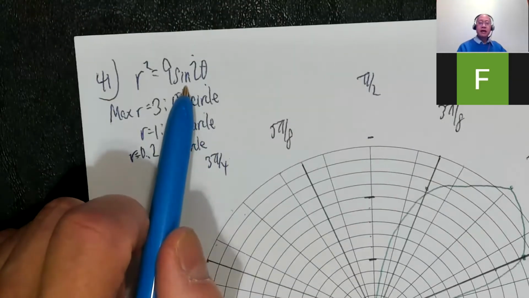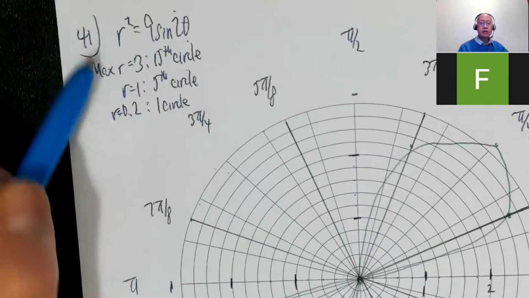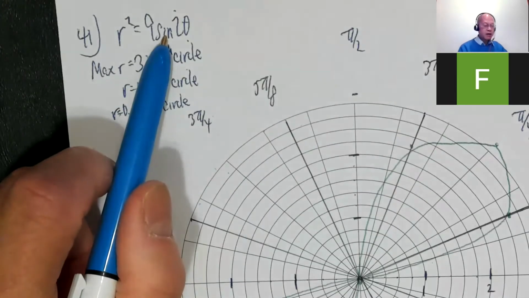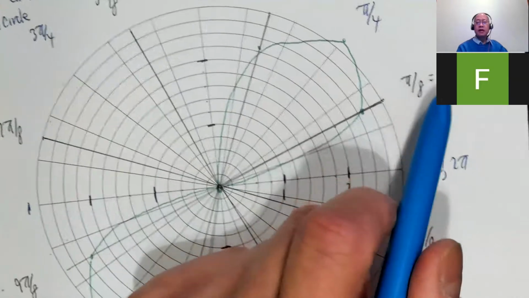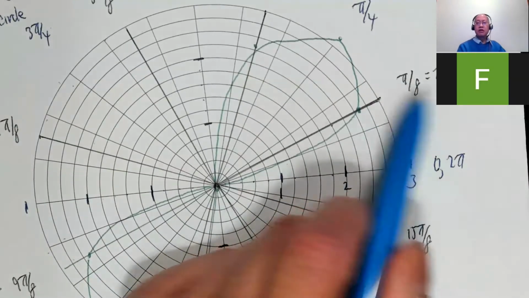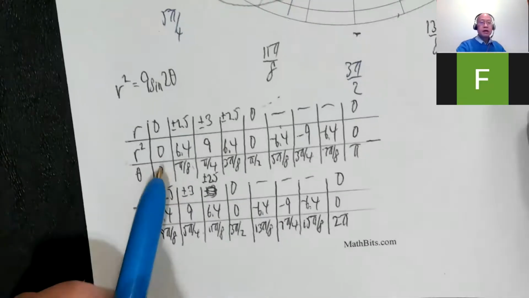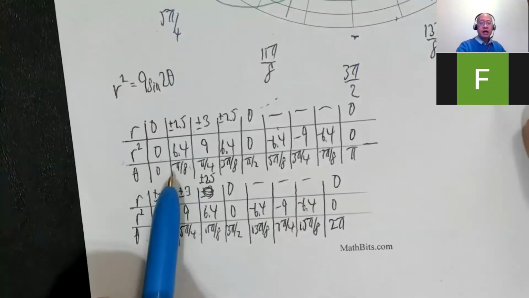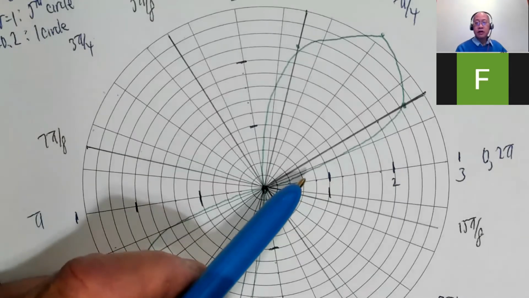Now, remember the 3 theta? Instead of going every 45 degrees, I have to go every 15 degrees. With 2 theta, instead of going every 45 degrees, I go every 22.5 degrees, or pi over 8. So my table is going to be twice as large. I'll be counting every pi over 8, and I need to mark those off on my graph.